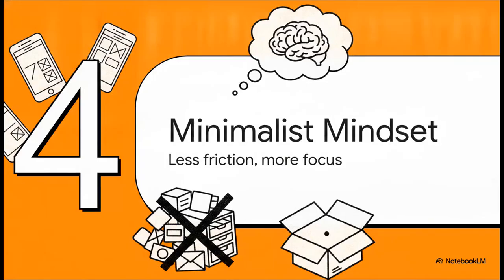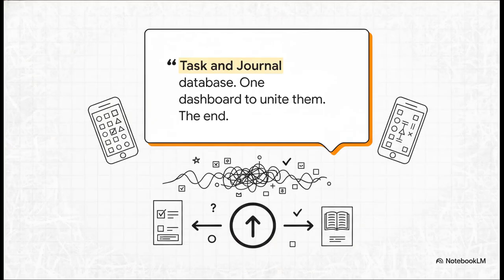Section 4, the minimalist mobile mindset. Less friction, more focus. Creating a truly great mobile experience is really about preventing the app from turning into a cluttered digital junk drawer. As one Reddit community member perfectly summed it up, task and journal database, one dashboard to unite them, the end. When it comes to mobile organization, absolute simplicity is highly effective.